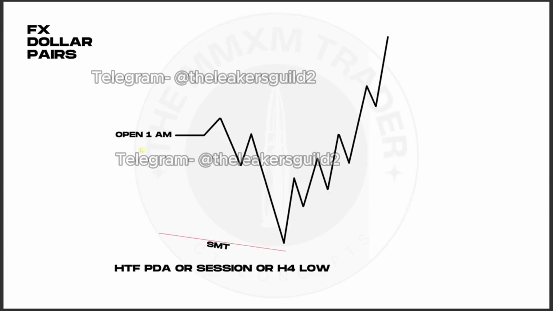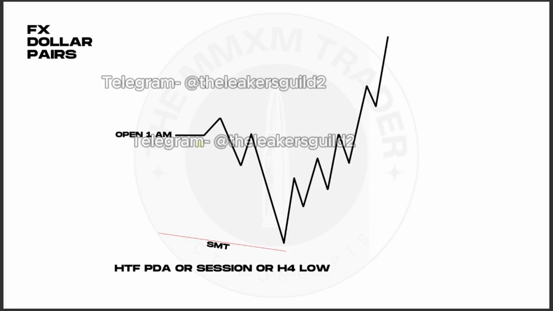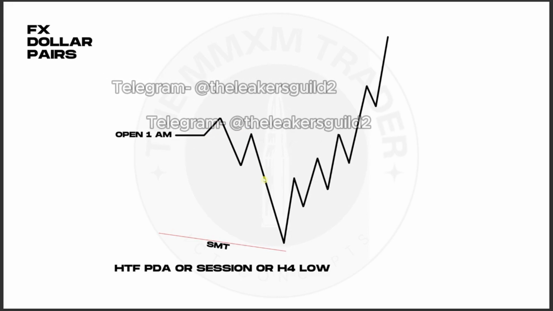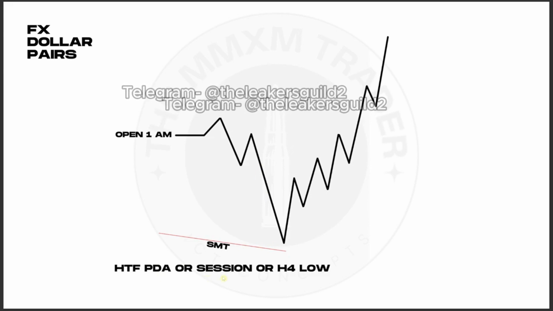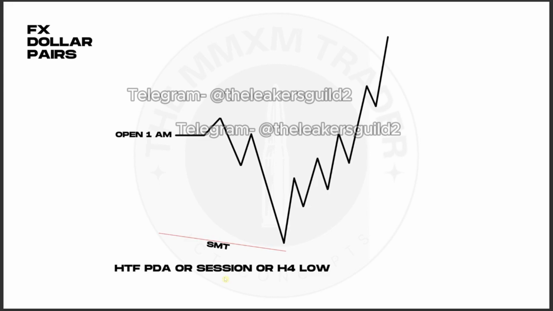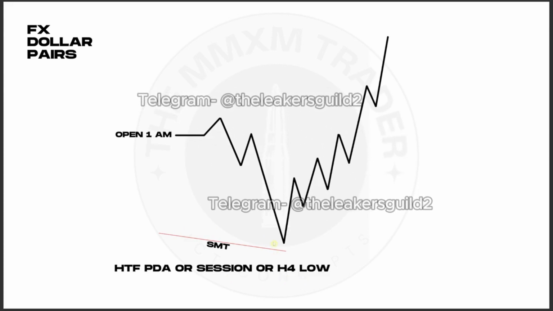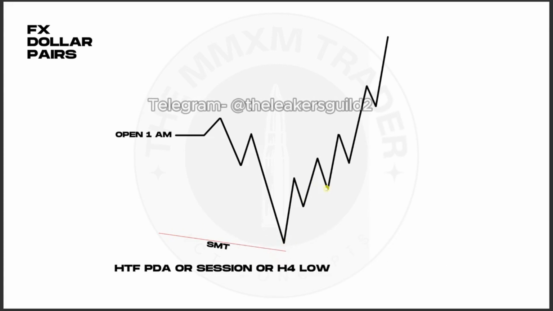Now for a bullish example, right, we've got the 1 a.m. opening of that 4-hour candle, right, the London session candle, 4-hour candle. Price trades down lower into either a higher time frame PD array or a previous session low, which could be Asia session, or a previous 4-hour candle's low, and then with that SMT on that low, we want to see a distribution phase happen towards the drawn liquidity, which should be higher.